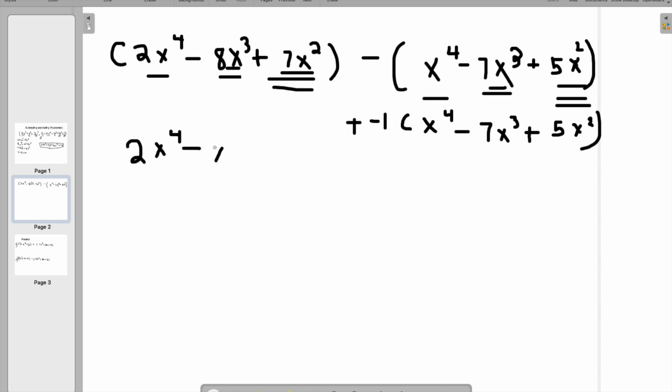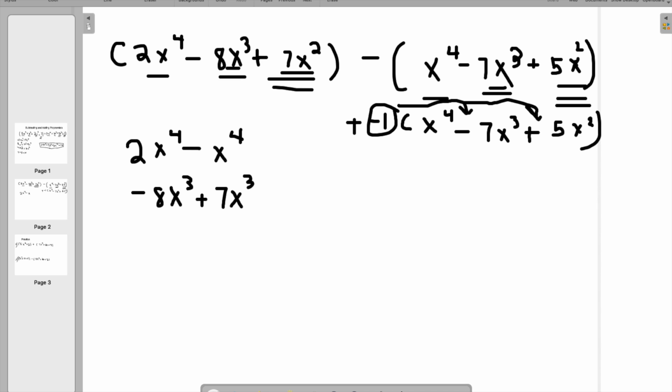So as you can see, 2x to the fourth power and -1x to the fourth power are like terms, and -8x to the third power and positive 7x to the third power, because you want to bring over the -1. You want to make sure you change the sign, because you have to consider the distributive property. I'm also going to do it to 5x squared. So 7x squared minus 5x squared, because they're the same terms, they're the same degrees, and you have to subtract because you have to change the sign after you multiply -1.